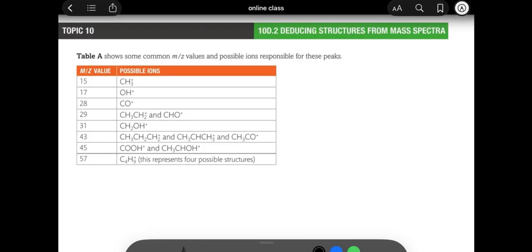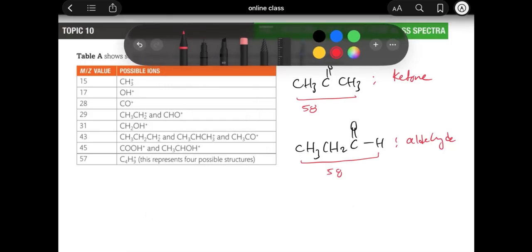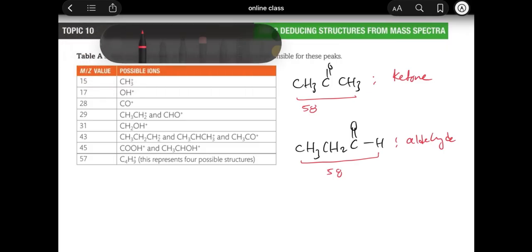If you have these two compounds, CH3, C double bond O, CH3, and on the other hand, another compound, CH3, CH2, C double bond O, H, the first one is a ketone and the second one is an aldehyde. And if you calculate their molar masses, definitely they're equal. The first one has a molar mass of 58 grams per mole, and the second one has a molar mass of 58 grams per mole.